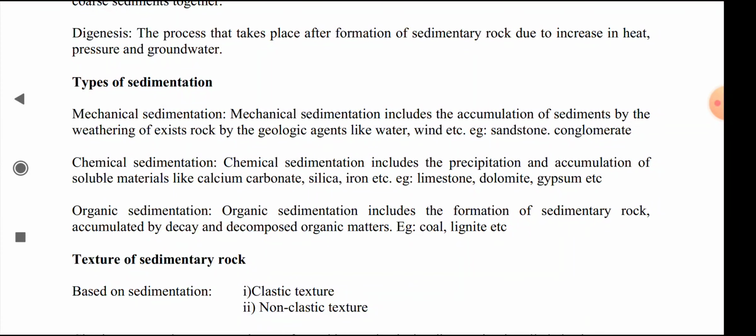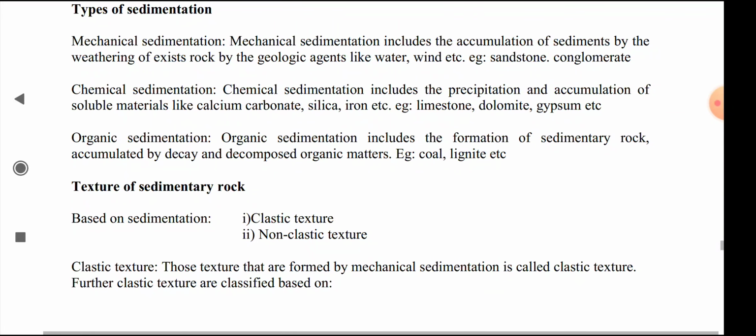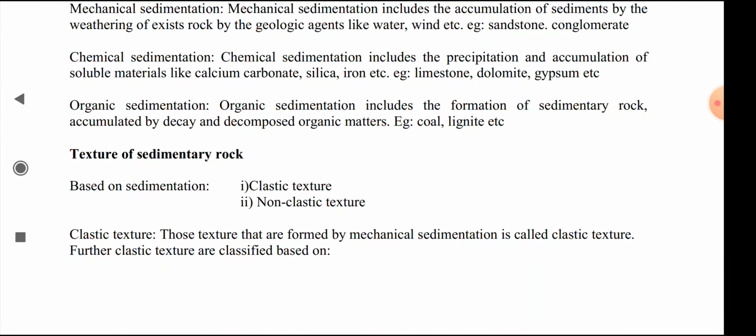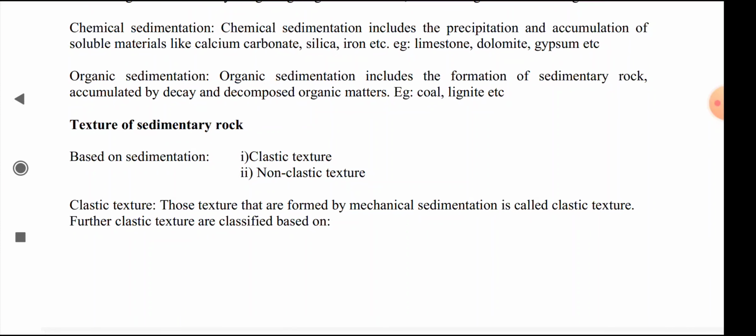Mechanical sedimentation includes the accumulation of sediments by the weathering of existing rocks by geological agents like water, wind, etc. Examples: sandstone, conglomerate. Chemical sedimentation includes the precipitation and accumulation of soluble matters like calcium carbonate, silica, iron, etc. Examples: limestone, dolomite, gypsum, etc. Organic sedimentation includes the formation of sedimentary rock accumulated by decayed and decomposed organic matter. Examples: coal, lignite, etc. Texture of sedimentary rock based on sedimentation: clastic texture and non-clastic texture.